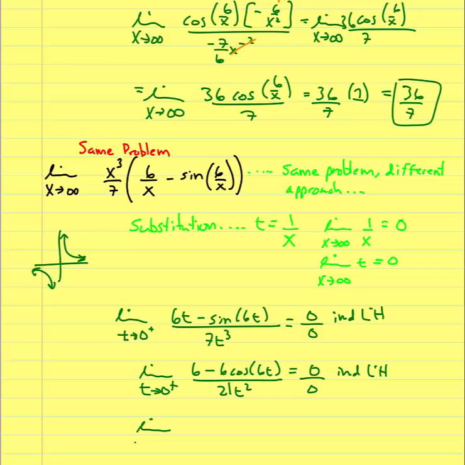Let's take the limit as t approaches 0 from the right of our derivatives. The derivative of 6 is 0. The derivative of a negative 6 cosine 6t, the derivative of the cosine is a negative sine. Negative times a negative is a positive. This is going to be 36 sine of 6t all over 42t. Now the reason that this is a 36 is because when I take the derivative of 6t I get another 6. 6 times this 6 is 36. Let's go ahead and take the limit again, and I get 0 over 0, which is an indeterminate L'Hopital's.